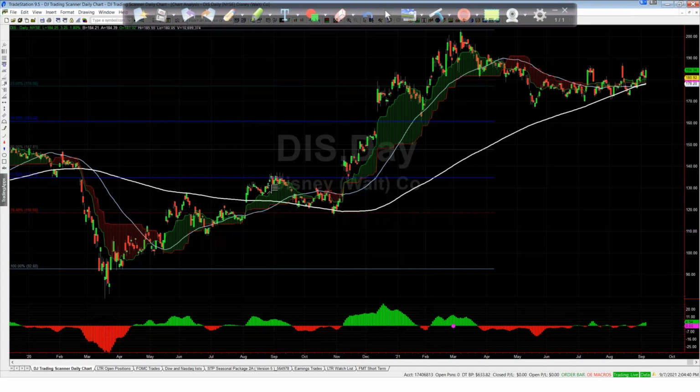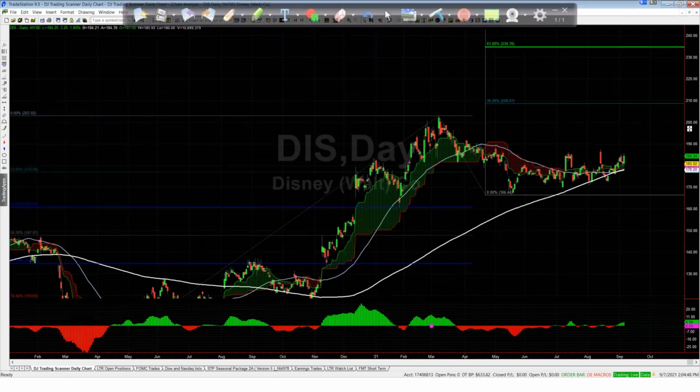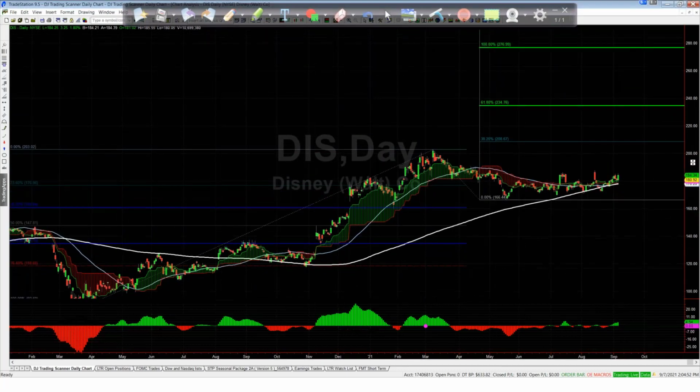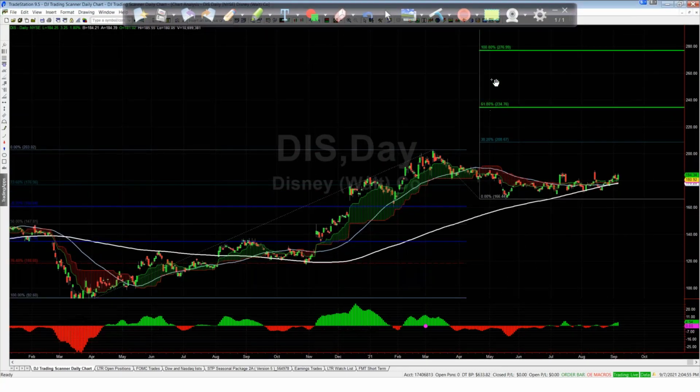Where is wave 5 going to go? Well, I use my Fibonacci extensions. I go from wave 2 to 3 to the bottom of 4. And the wave 5 extension, the target zone for Disney, is between these two green lines, a 61.8 to 100% Fibonacci extension.